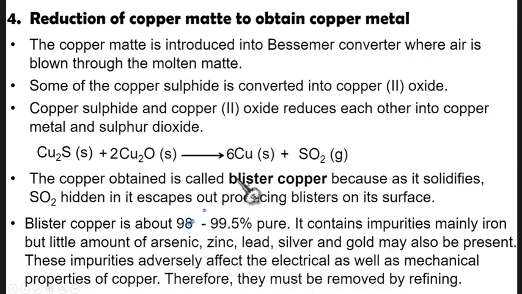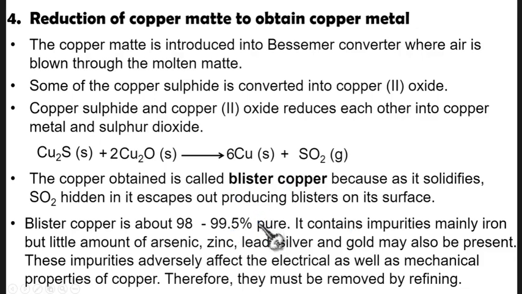So this copper, which has been produced here, is not ready for use, because copper is mainly used as a conductor. Because of these impurities, they are going to disturb the conductivity of copper. So they have to be removed so that we come up with pure copper, which is able to conduct very, very well.